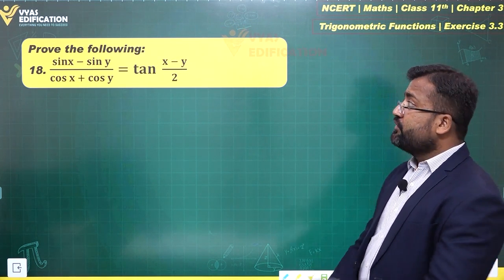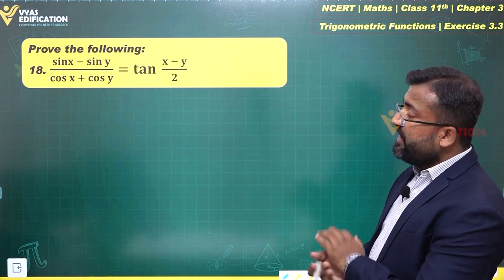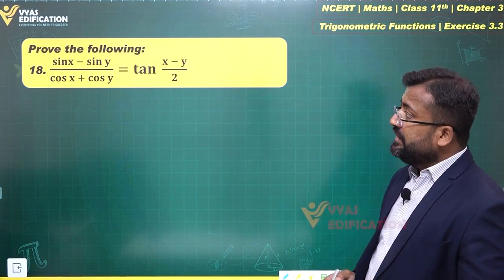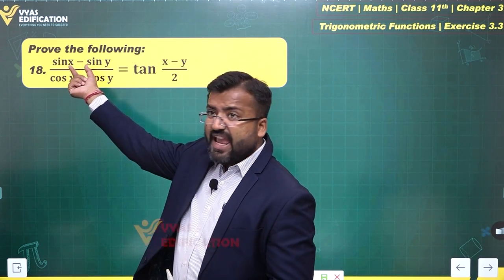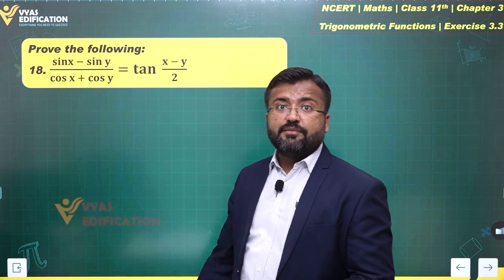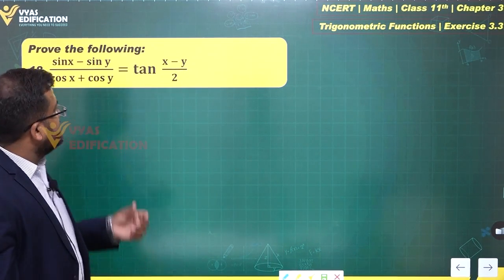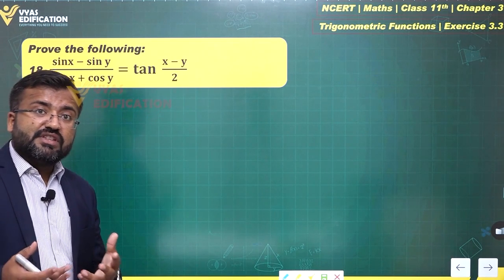How do we approach this question over here? Prove the following: 18th. Sin x minus sin y over cos x plus cos y is equal to tan of (x minus y) by 2. Now how do we obtain this? You can clearly observe that sin x minus sin y has to be converted in terms of product, using the sin C minus sin D result, and cos x plus cos y has to be converted once again in terms of product using an identity.